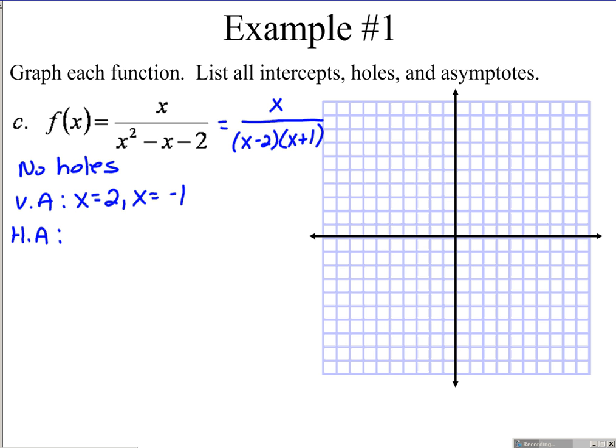Horizontal asymptote, degree 1 over degree 2. Numerator is less than the denominator. That means it's going to be y equals 0. X-intercept, set the numerator equal to 0.